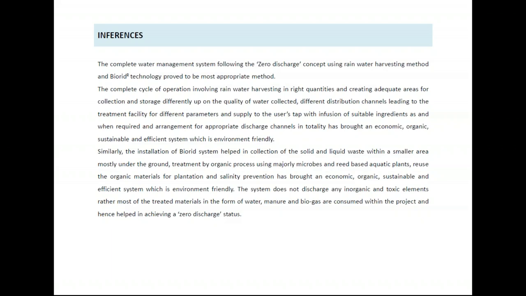Similarly, the installation of the bio-reed system helps in collection of the solid and liquid waste within a smaller area, mostly underground. Treatment is by organic process using majorly microbes and reed-based aquatic plants. Reuse of the organic materials for plantation and salinity prevention has brought an economic, organic, sustainable and efficient system, which is again environment friendly. The system does not discharge any inorganic and toxic elements. Rather, most of the treated materials in the form of water, manure and biogas are consumed within the project, and hence helped in achieving a zero discharge status.